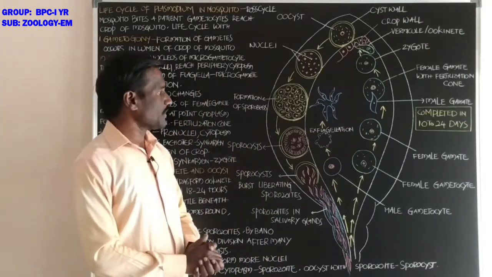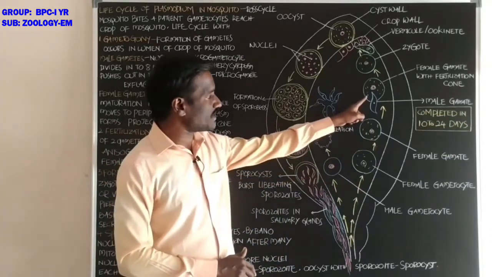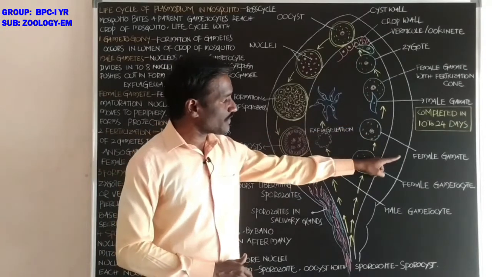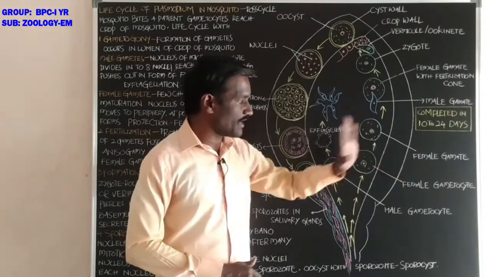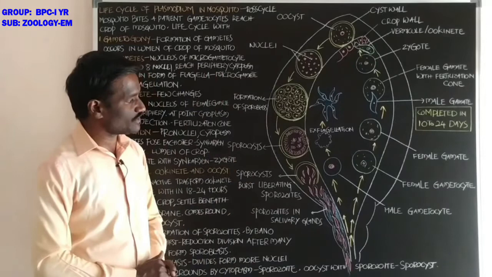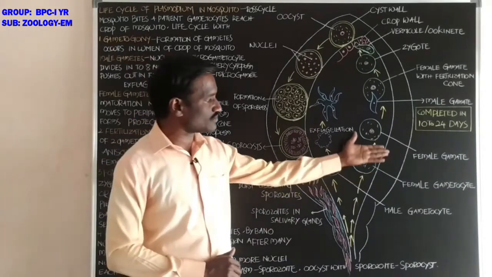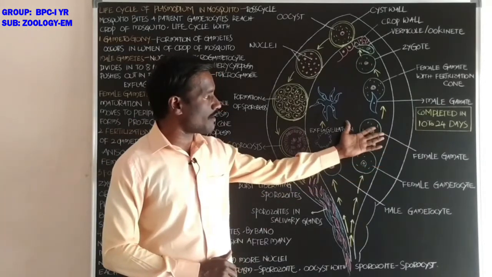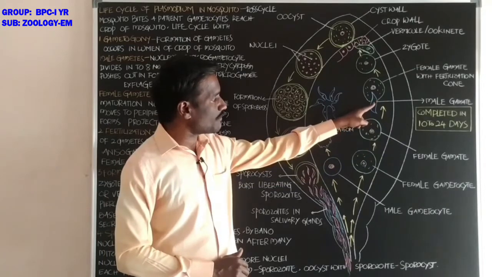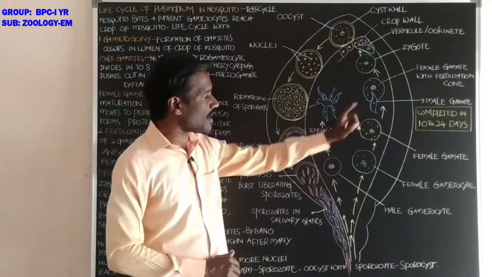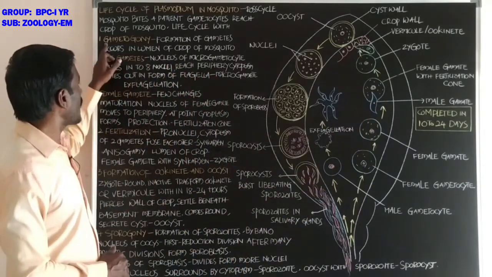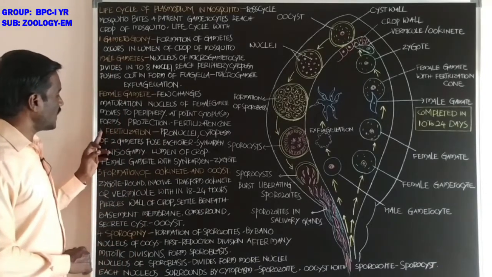Students, the fertilization cone is shown by the female gamete. After the entire process shown by the female gametocyte, it is now called the female gamete. Both male and female gametes are formed in gametogony.